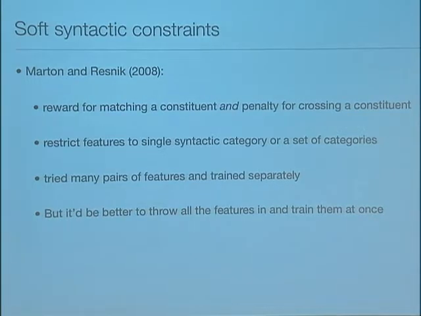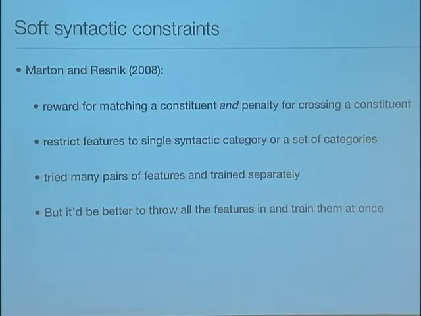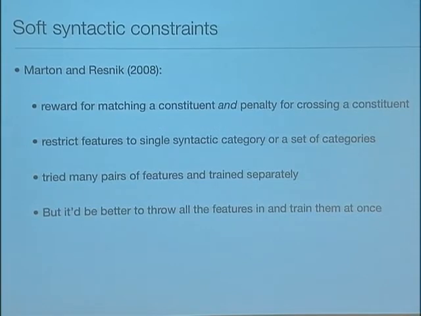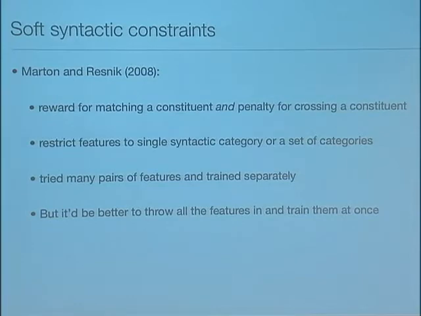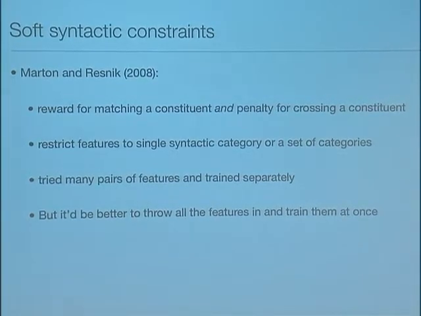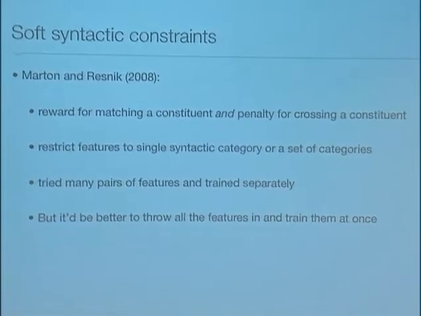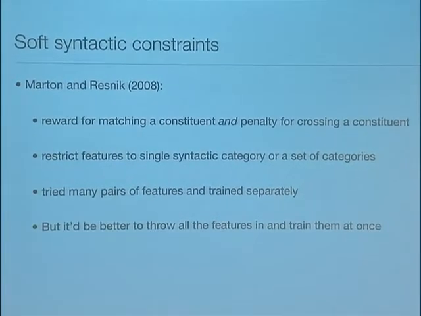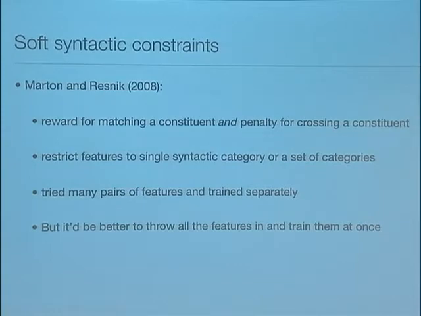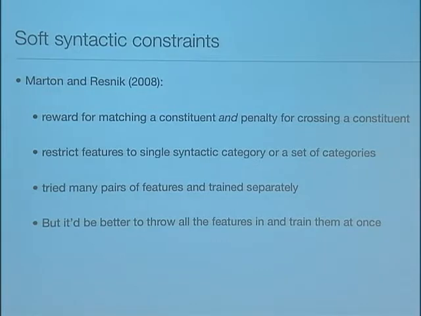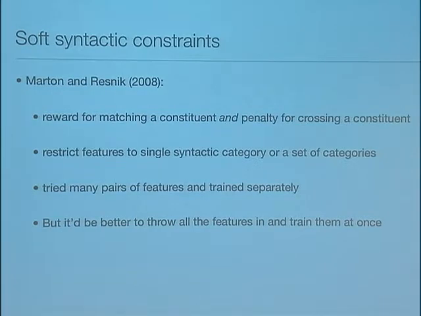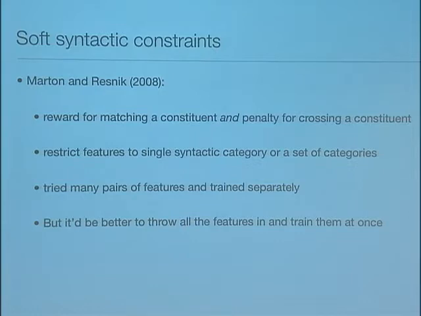One is, instead of having a single feature that just penalizes things that violate constituents, they added reward features that do match constituents. They added a pair of features. One feature says you get a reward if you translate something that matches a constituent, but you suffer a penalty if you translate something that crosses, that violates, a constituent boundary. And they found that using both of those features was more effective than using a single feature. So, depending on the task, you might have a small reward for matching a constituent, but maybe a very large penalty for crossing a constituent. This is something for the training to decide.